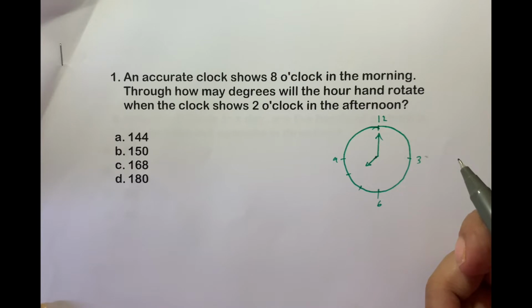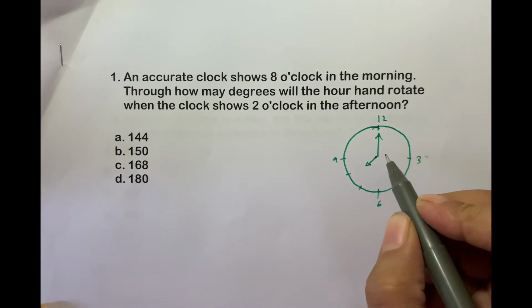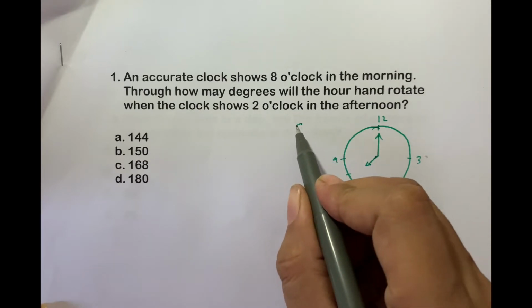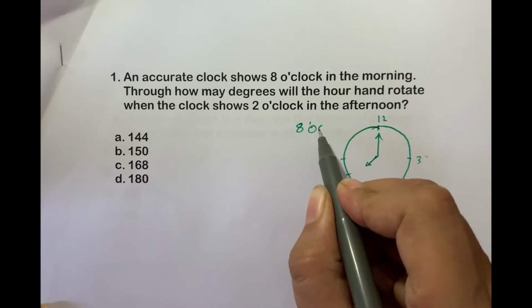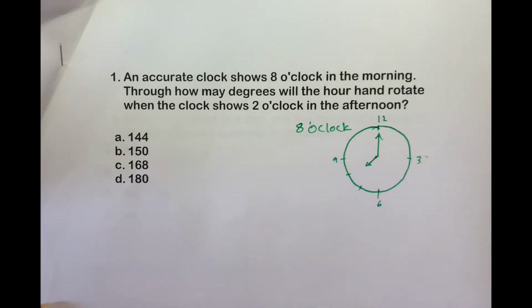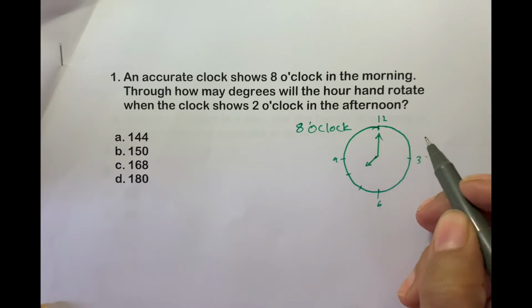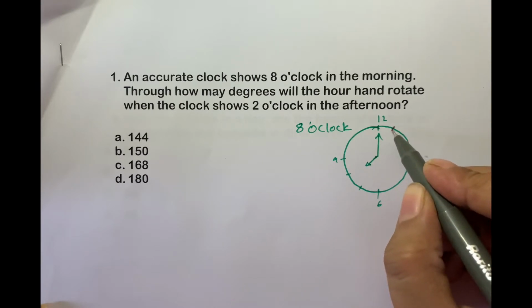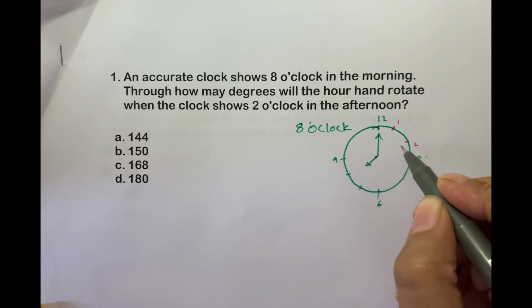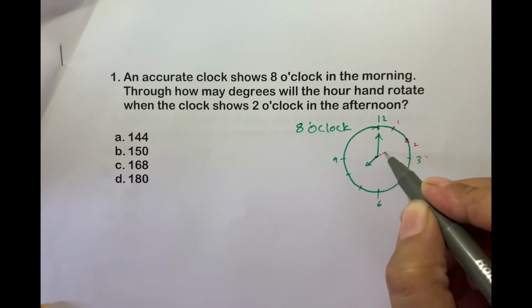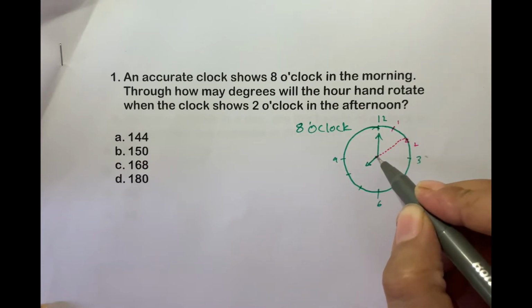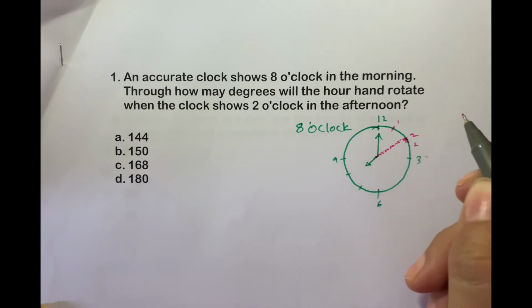Next, through how many degrees will the hour hand rotate when the clock shows 2 o'clock in the afternoon? What they've given is that the current time is 8 o'clock. They're asking how many degrees this hour hand should rotate to show 2 o'clock. This is 1 and this is 2, so 2 o'clock is here. Exactly opposite, isn't it?